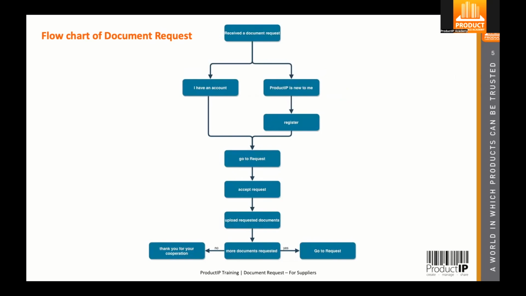Here's a quick overview of the flow of a document request. First, you will receive a document request per email. You will either already have an account or ProductIP is new to you and you have to register. Then you go to the request, you confirm the request, you start uploading documents, and your customer asks you to upload more documents or not, and they are satisfied.